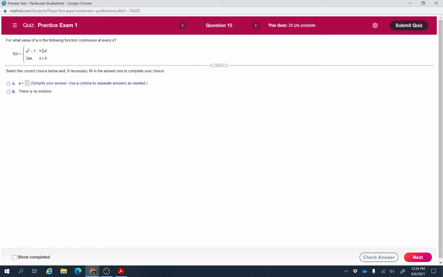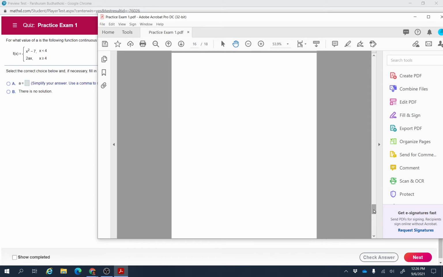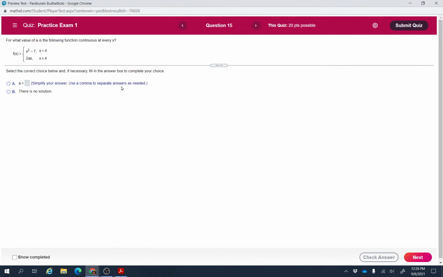The very same idea: we are given a function, x squared minus 7 if x is less than 4, and 2 times a times x when x is greater than or equal to 4. We want to find out for what value of a the function would be continuous. We're going to use the same idea: the limit of the function at 4 and the value of the function at 4. If they are equal, it will be continuous. This is question 15.